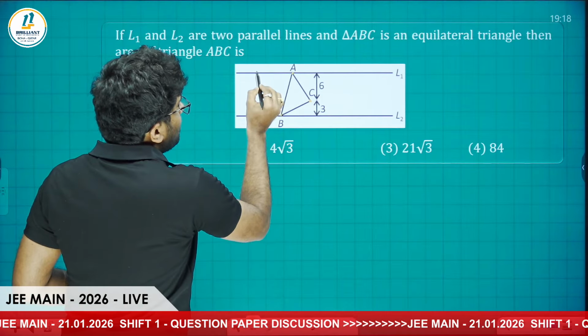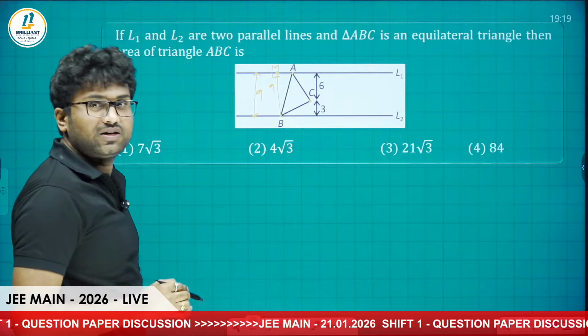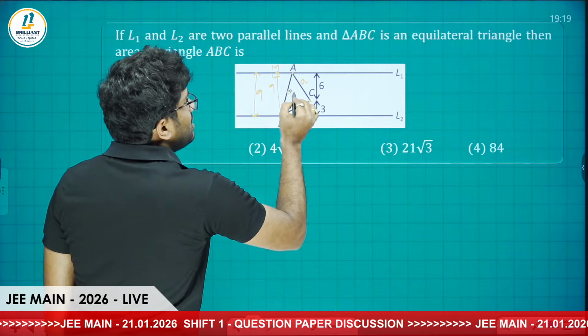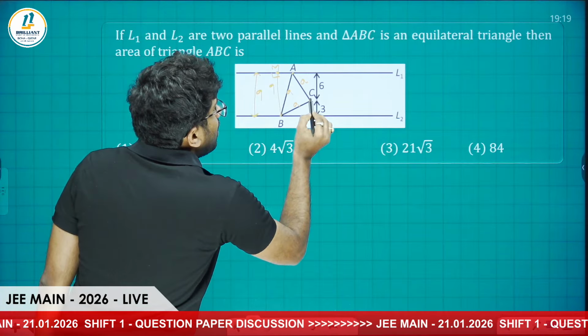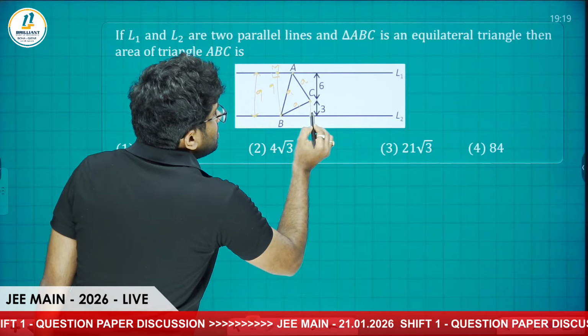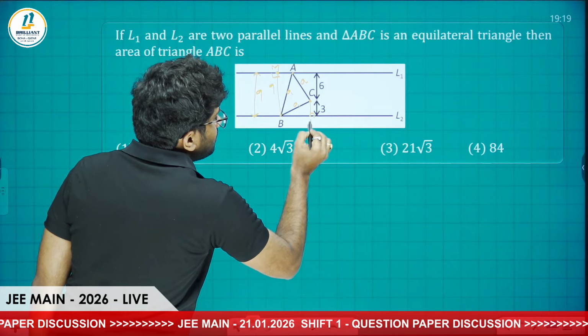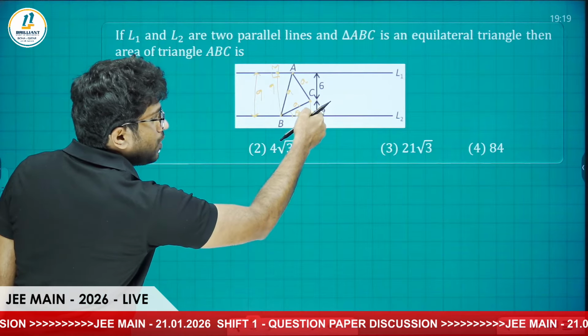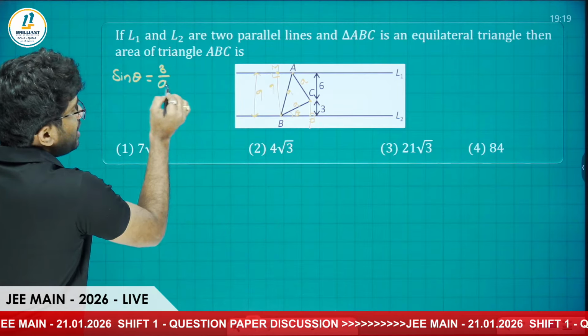Now let's draw a perpendicular from L1 to A, L1 to B. Let's take this as some M. Now BM is 9 units, as it is very clear. Let's take the side length of this equilateral triangle as A units. Now let me take one more perpendicular from C to L1. Let it be P. Now, if I take any angle as theta here, it is very clear that in this triangle sin theta is equal to opposite over hypotenuse, which is 3 by A.